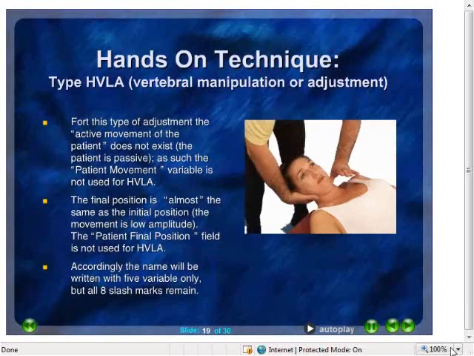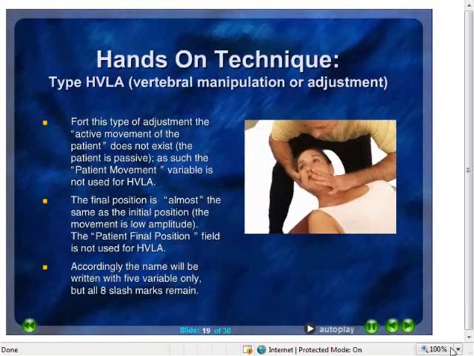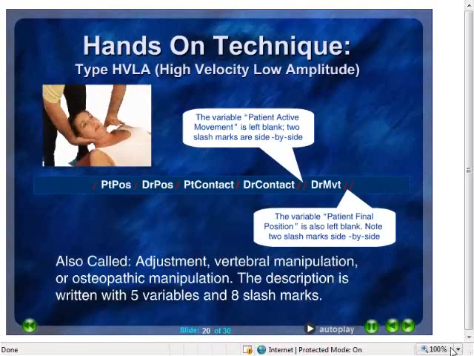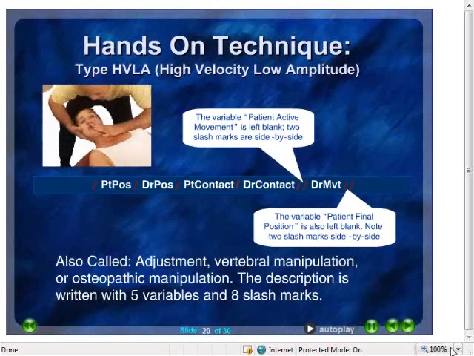Accordingly, the name will be written with 5 variables only, but all 8 slash marks remain. Note that the variable patient active movement is left blank. 2 slash marks are side by side. The variable patient final position is also left blank. Note again 2 slash marks side by side.